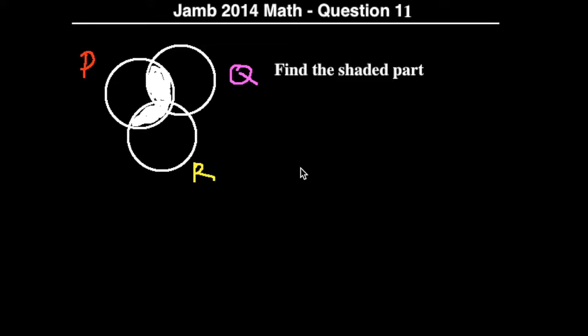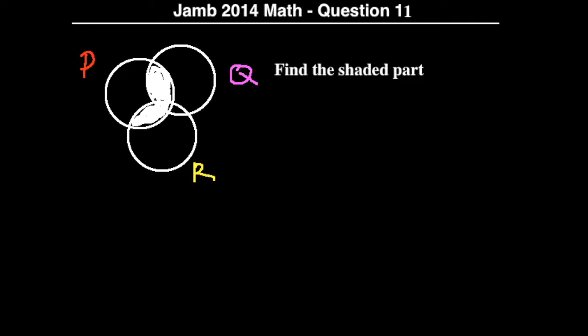All right, let's look at question 11 in 2014 JAMB Math. We are being given this Venn diagram with three sets, and we are asked to find the shaded part. Whenever you're given a Venn diagram with more than two circles or more than two sets in there, I recommend that you deal with just two sets at a time to try to figure out what the answer is.